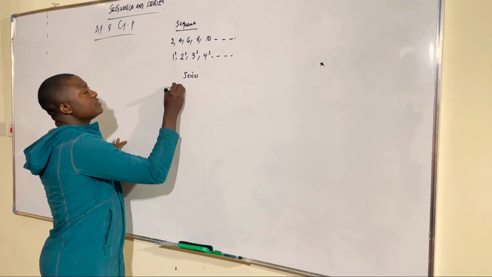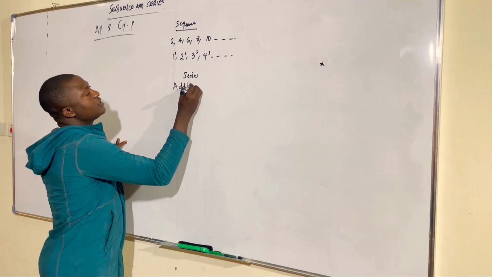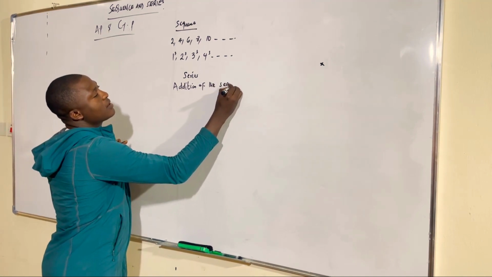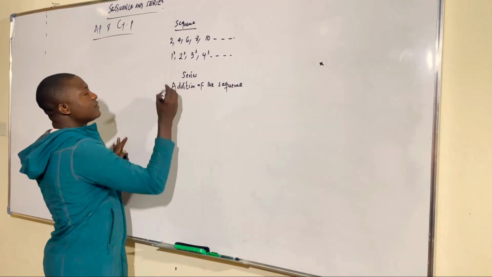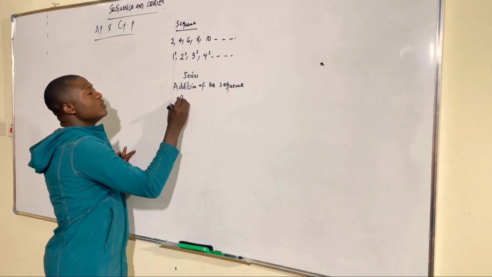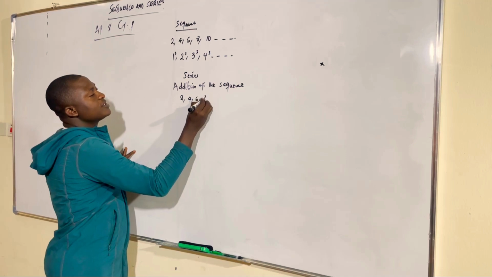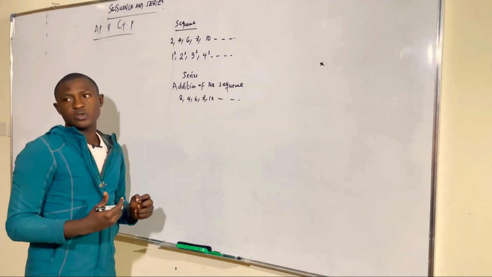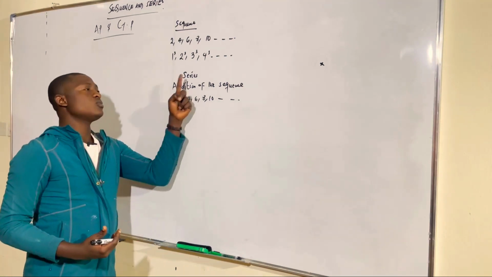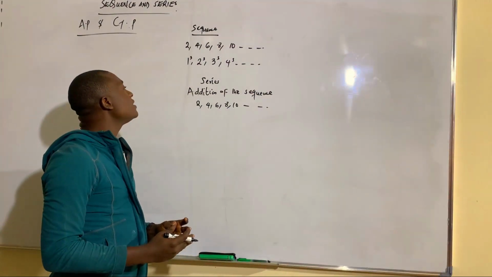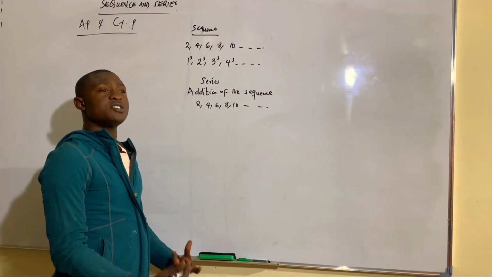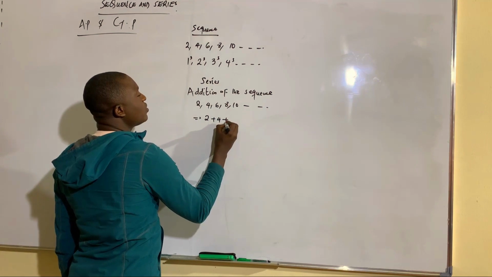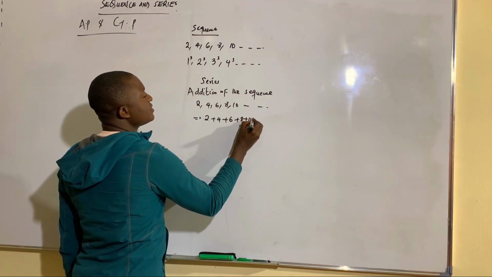Series is just the addition of the sequence. For example, let's take the first one. When we have 2, 4, 6, you can see clearly this one is a sequence, right? By adding all these numbers together, we call it series. So the series is the addition of a sequence, like 2 plus 4 plus 6 plus 8 plus 10.